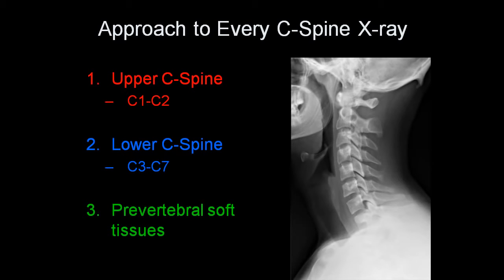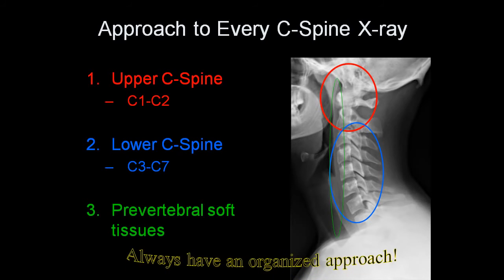In terms of an approach to every cervical spine x-ray, the upper cervical spine should be looked at separately, and this is the C1-C2 region. Next, the lower C-spine should be looked at separately, and this is the C3 to C7 region. And finally, you should make special attention to the prevertebral soft tissues. Remember to always have an organized approach to every cervical spine X-ray.